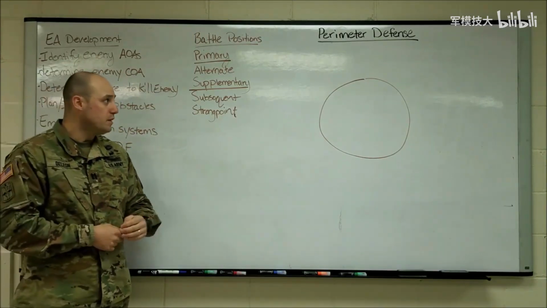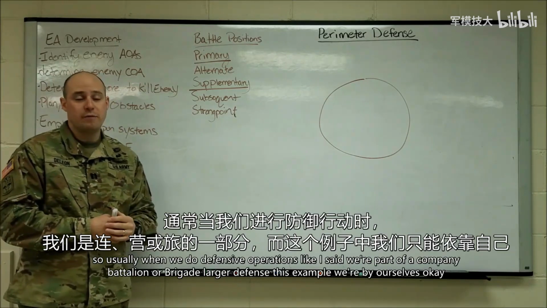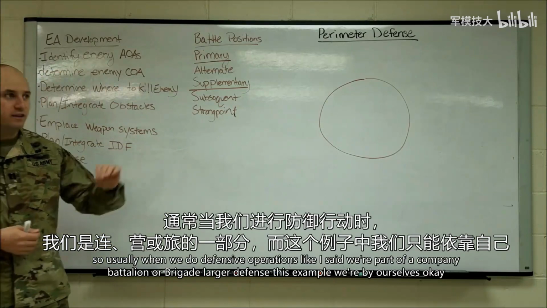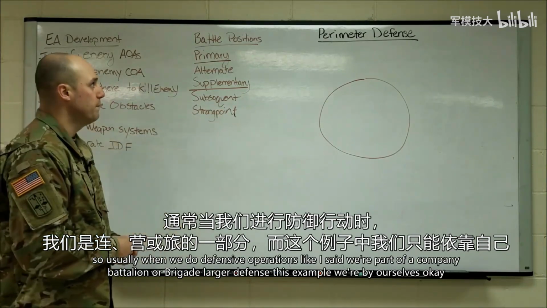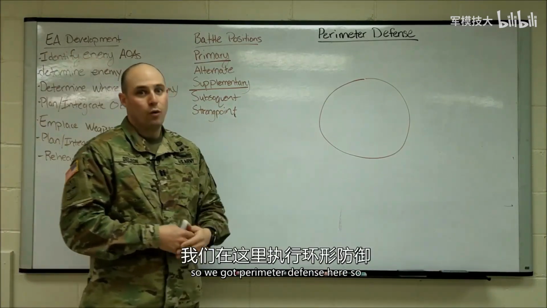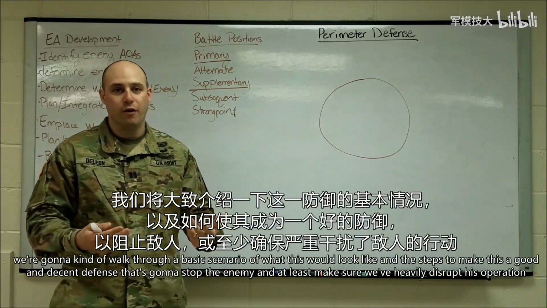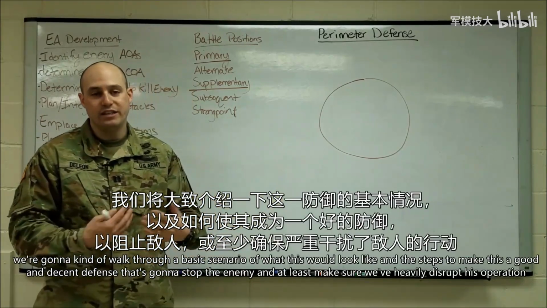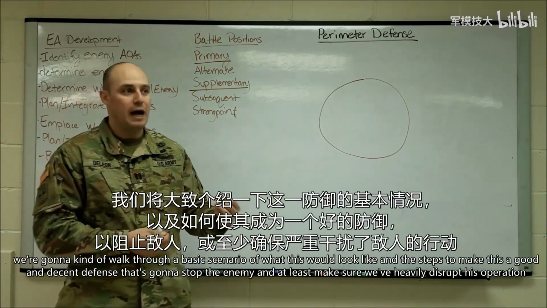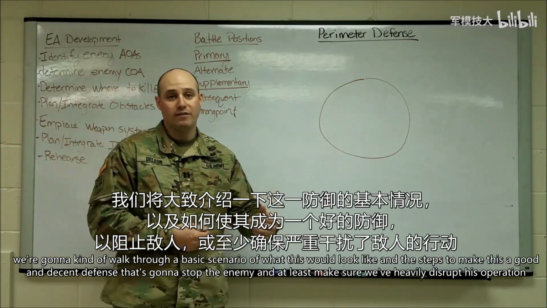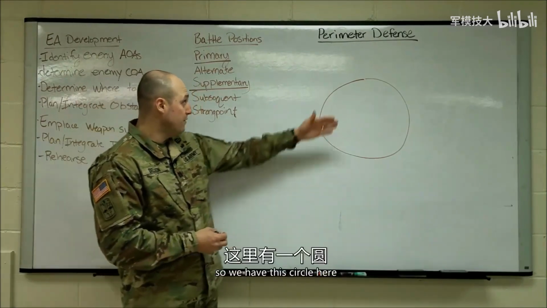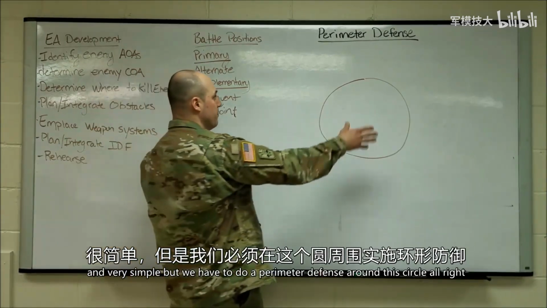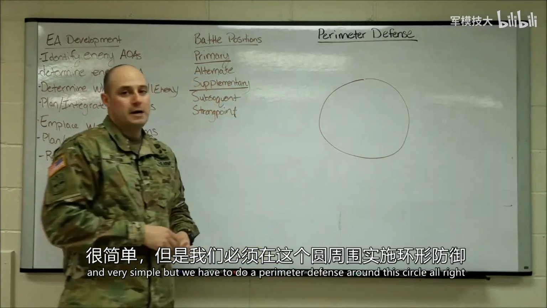Usually when we do defensive operations, like I said, we're part of a company, battalion, or brigade larger defense. In this example, we're by ourselves. So we've got our perimeter defense here, and we're going to walk through a basic scenario of what this would look like and the steps to make this a good and decent defense that's going to stop the enemy and at least heavily disrupt his operation. So we have this circle here. Very simple, but we have to do a perimeter defense around this circle.